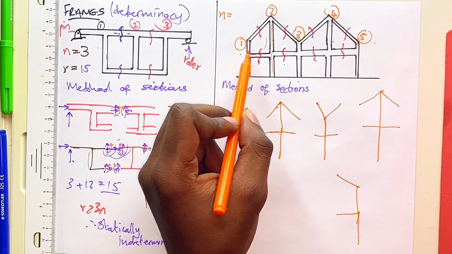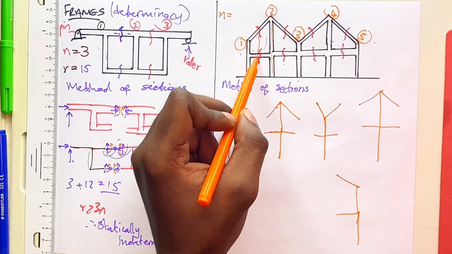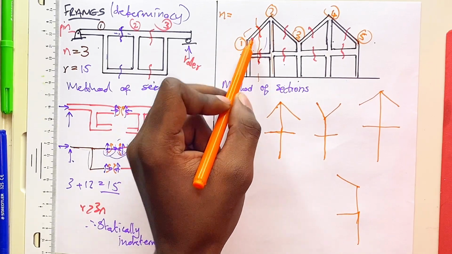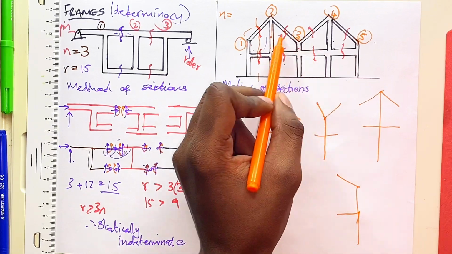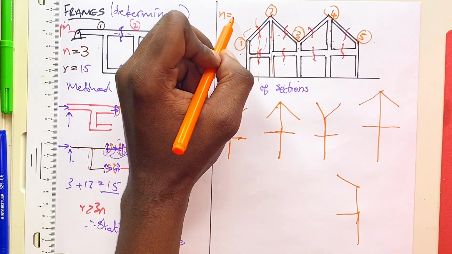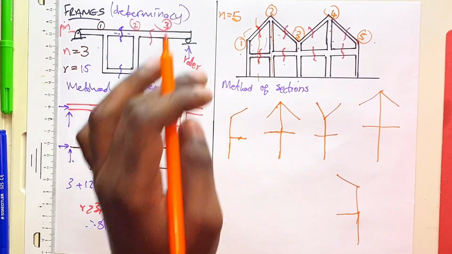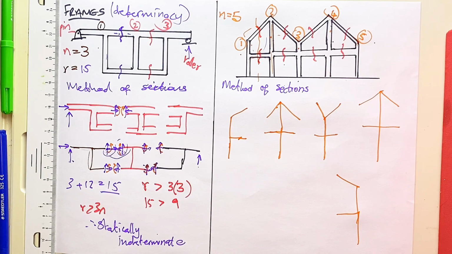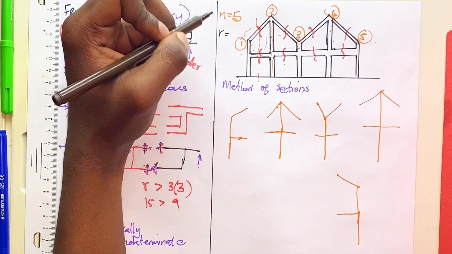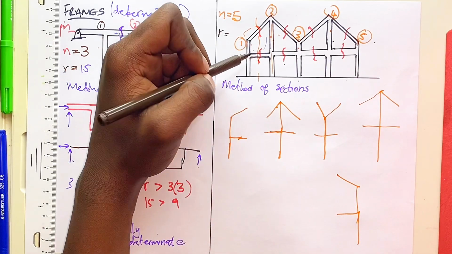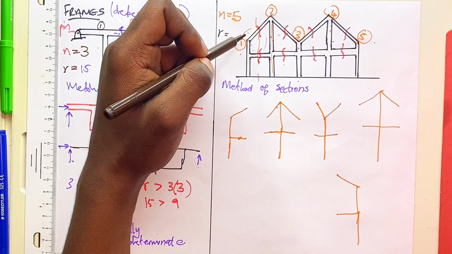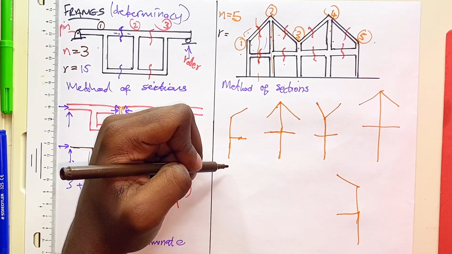So we have member 1 because we cut here, so we have this member on the side, 2 because we cut it on both sides, 3 we cut it on both sides, 4 and 5. So our N will be equal to 5. Now what is our R, which is the number of forces? So now we go look at our parts and see how many forces are acting on them that are unknown.